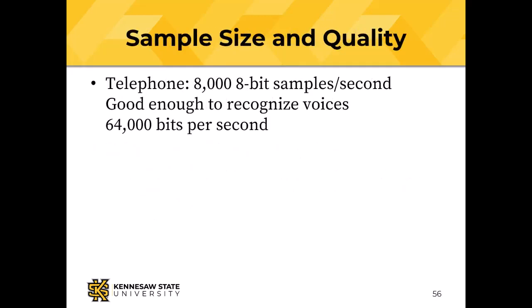Telephone, 8,000 samples per second, and where that came from is that the human voice is in the few hundred to about 4,000 hertz range, unless you're a soprano and really reaching for it. And so if I can reproduce 4,000 hertz, people can recognize voices. That means I have to sample at 8,000 hertz, 8,000 8-bit samples every second. That is 64,000 bits per second, and that's good enough for recognizing voices.